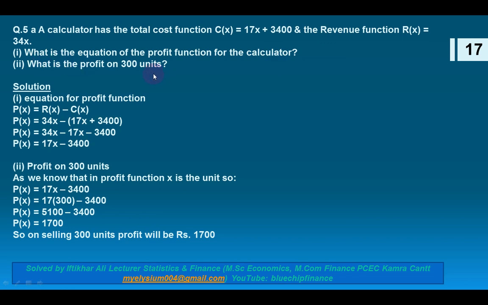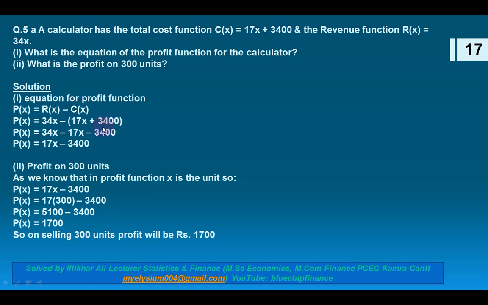So first of all, as we know, profit is always equal to revenue minus cost. So P of x equals R of x minus C of x. P represents the profit, R represents the revenue, and C represents the cost function. So we simply put the revenue function, which is 34x, minus the cost function, which is 17x plus 3400.